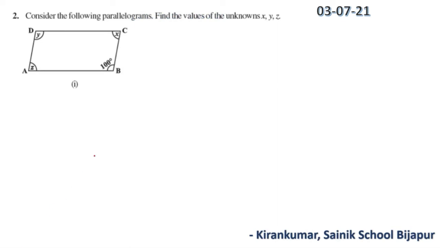Second question, consider the following parallelograms, find the values of the unknowns x, y and z. First one, an angle of the parallelogram is given as 100 degrees. We need to find the other three angles. You must make use of the properties of the parallelogram. We know that the opposite angles of a parallelogram are equal, so y will be equal to 100 degrees.